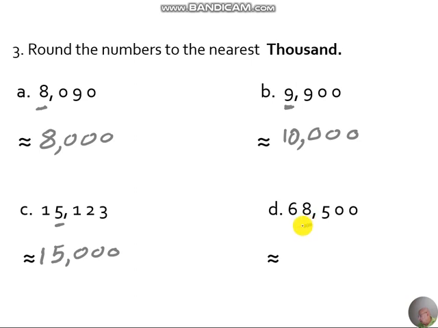This is the 1,000 place. 5 is rich. I add 1 to the 8, it becomes 9. I drop the 6, and all these 3 digits became zeros. 1, 2, 3.